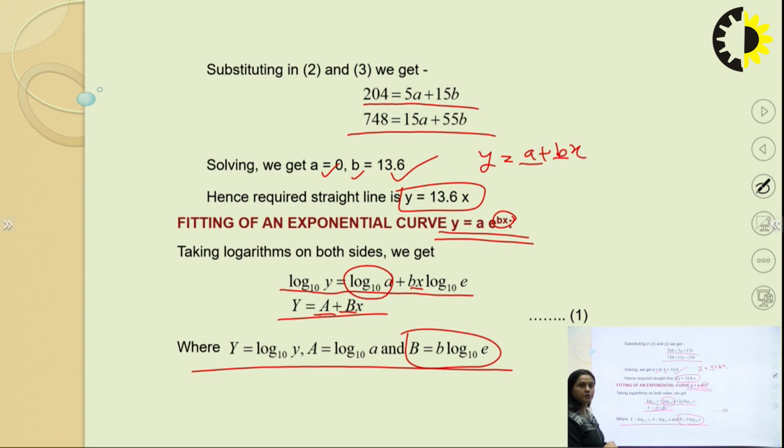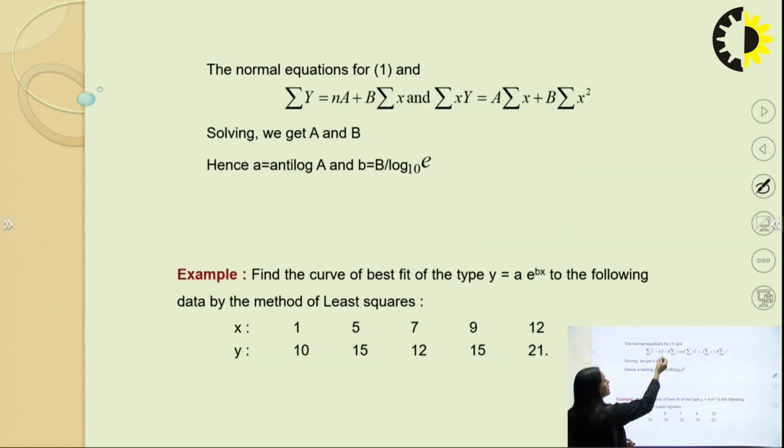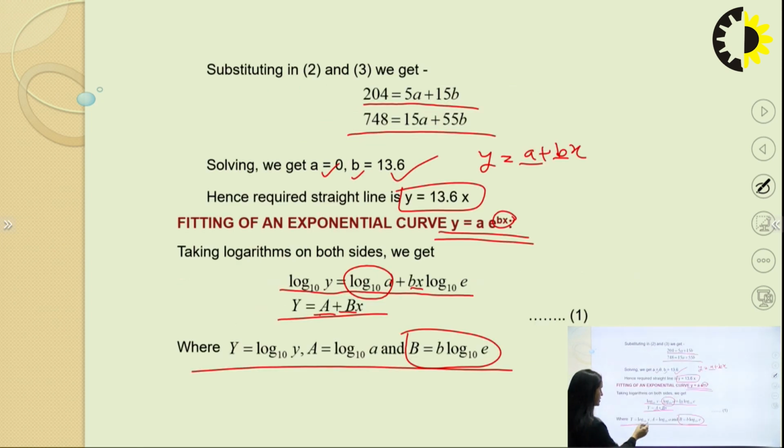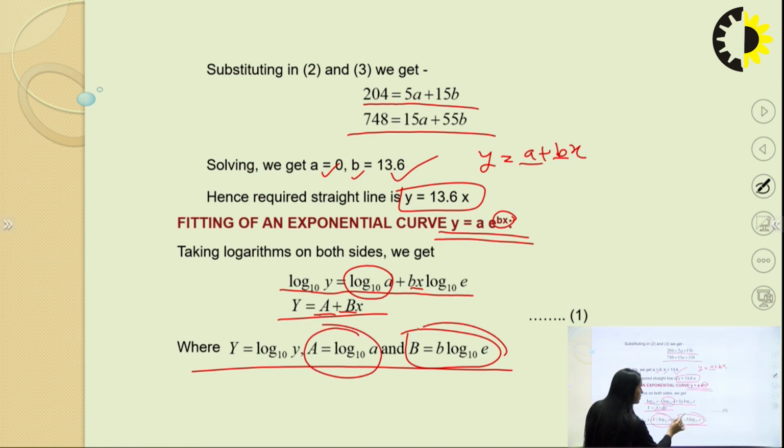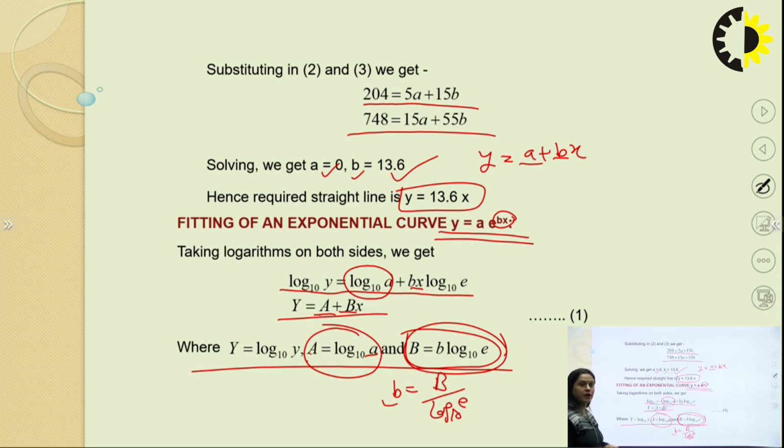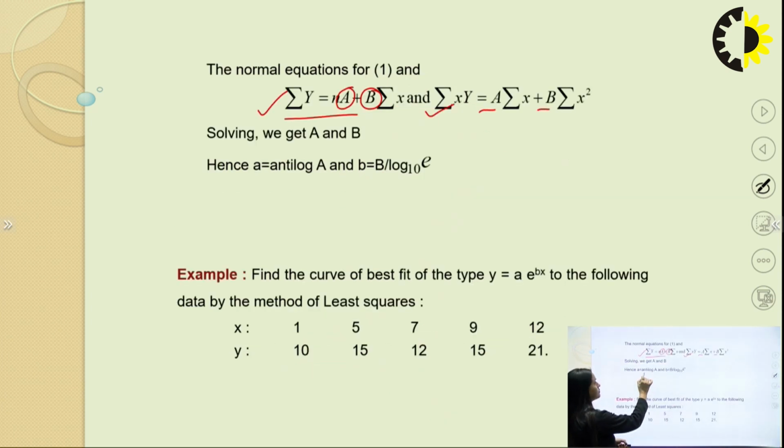Now when I get this equation, capital Y is equal to capital A plus capital B into x, we can again form the normal equations as in the earlier example, and we can easily find the values of capital A and capital B from these two equations. After getting capital A and capital B, for small a we take the anti-log, and for small b we take capital B upon log e to the base 10, and we find the value of small b.